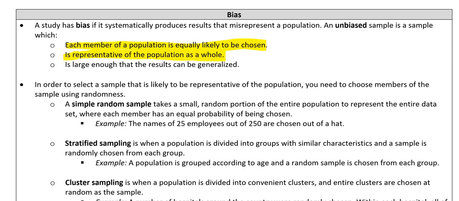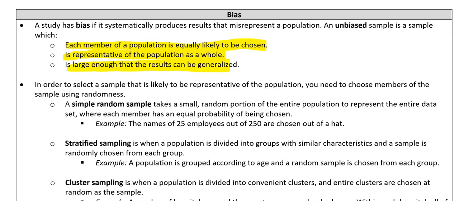That means we're not just looking at, for example, if I was looking at all the students at Science Hill, I don't want to just look at the football players or just the band kids. I want to make sure I'm looking at every different population in the school. Anybody in the school could be equally chosen. And it has to be large enough that the results can be generalized, meaning I can't just pick two students in the school and make a general assumption about the entire school based on those two students. I need a big enough sample to make it actually bias free.